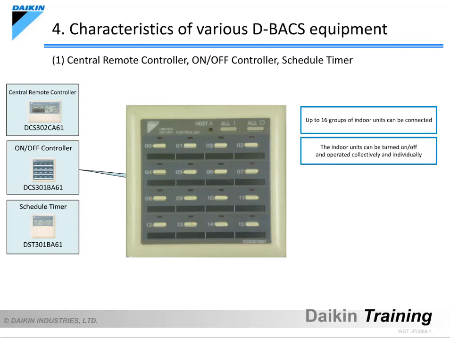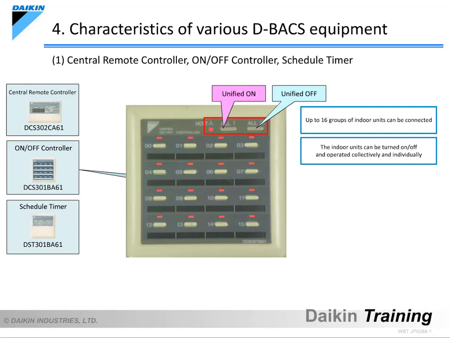The indoor units connected to the on/off controller can be turned on and off both collectively and individually. When turning the indoor units on and off collectively, use these buttons. When they are turned on collectively, all the indicator lamps light up at the same time, and when they are turned off collectively, all the lamps go off at the same time.